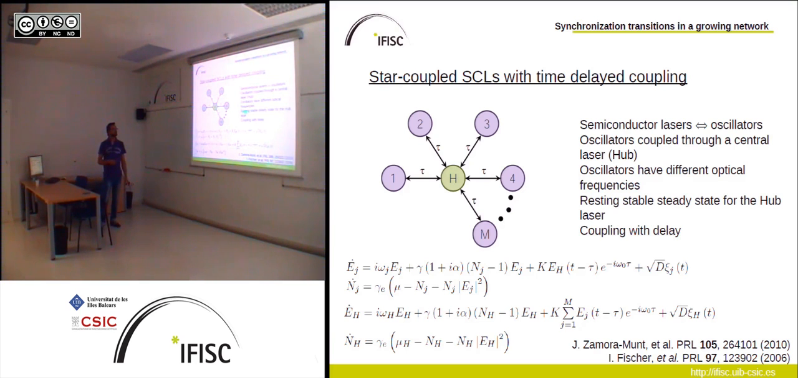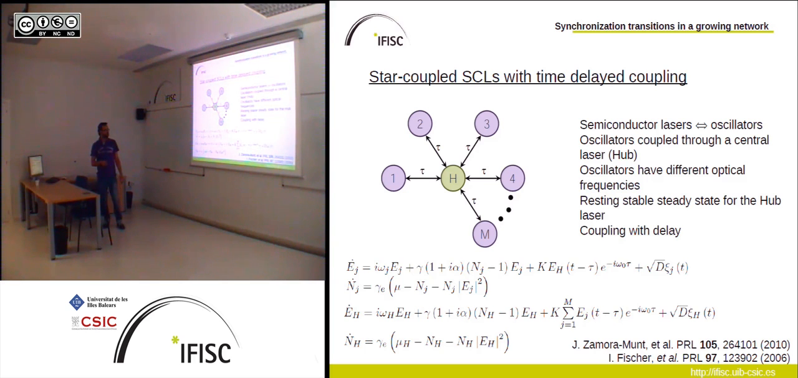And the hub laser is in the resting stable steady state. We did this using a pump current of the hub laser below the solitary laser threshold. It means that without coupling, the hub laser is not emitting coherent light, it's off basically. And as I said, we use coupling with delay.